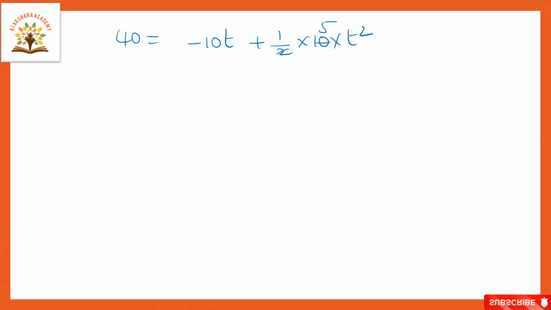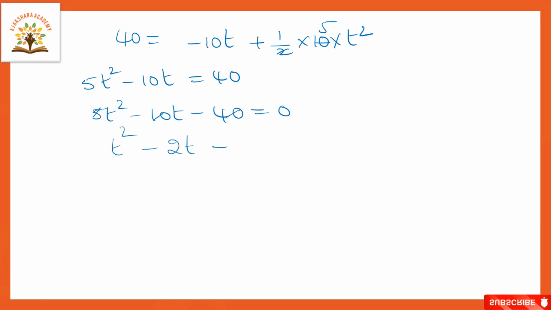Two ones are two, two fives are ten. So this equation can be written as 5t square minus 10t is equal to 40, or 5t square minus 10t minus 40 is equal to 0. So this is in the form of ax square plus bx plus c. Now finding the roots, taking the division with 5: 5 ones are 5, 5 twos are 10 and 5 eights are 40. So t square minus 2t minus 8 is equal to 0.